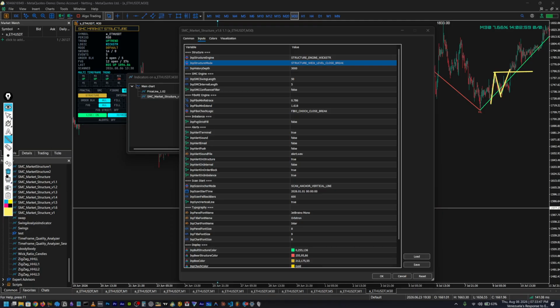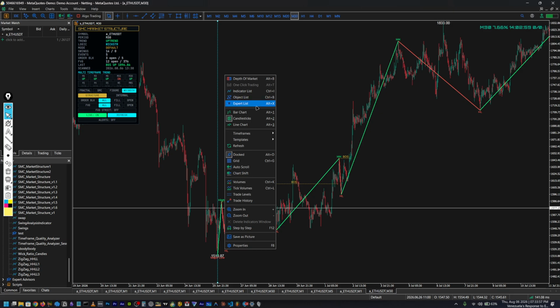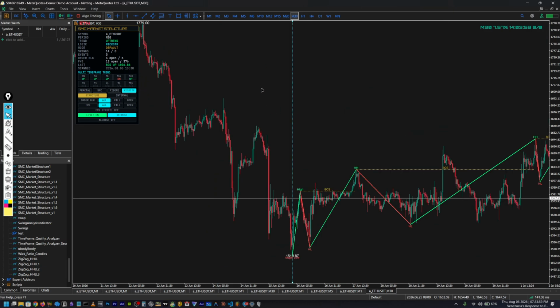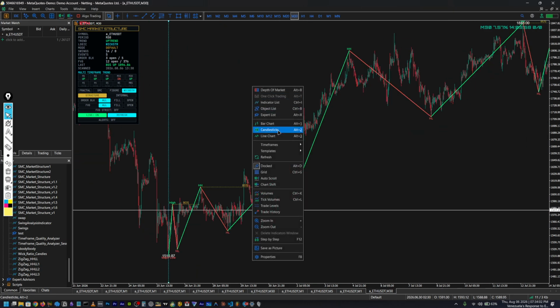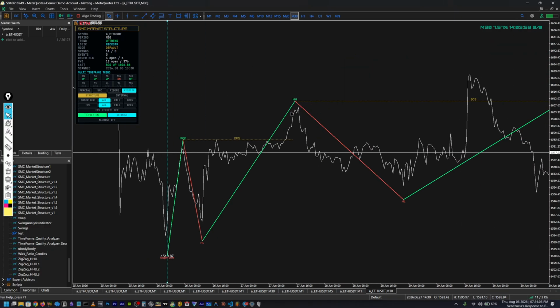Then there is the body candle mode. When you go to the line chart, right click on the MT5 chart and click line chart. You see the wicks are almost useless, so it will work on the body only. You can see the higher high is here. It doesn't make sense on the wick basis, but the actual body is here, and here the high low is here, but the actual body is here. So this is how that works.